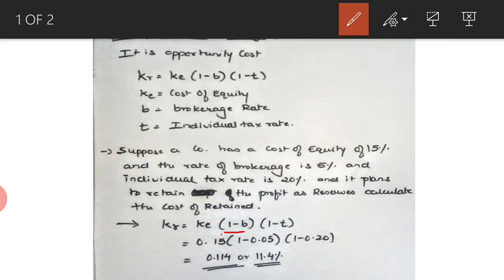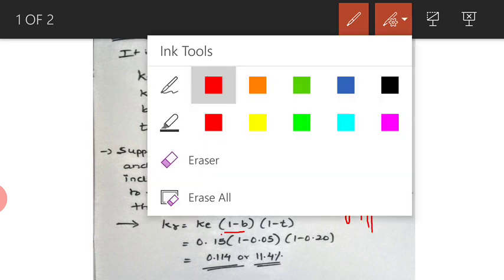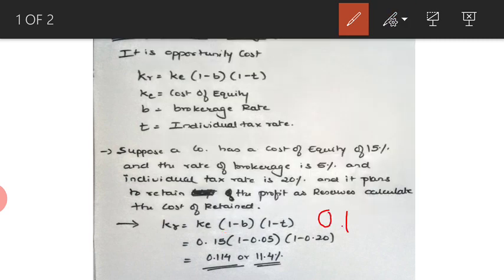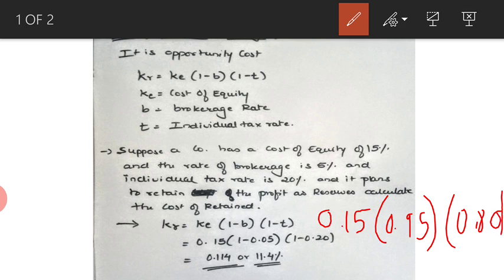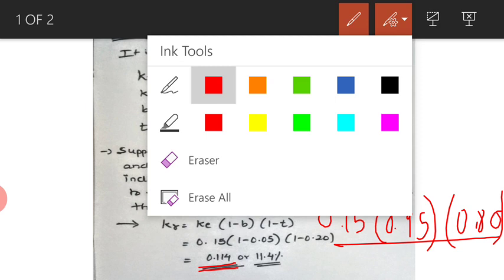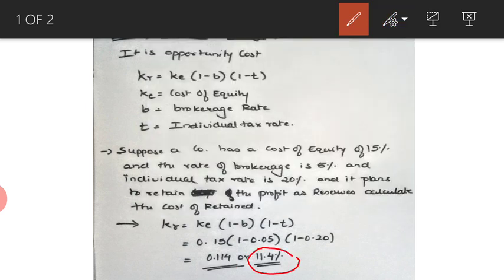First, 1 minus B, that is 1 minus 0.05, is 0.95. So KE is 0.15, okay, 0.15 into 1 minus 0.05, which is 0.95, into 1 minus 0.20, which is 0.80. If you multiply all these things, you get 0.114, or 11.4%. So what is this 11.4%? That is your cost of retained earnings. I hope you're clear with this calculation of specific cost of retained earnings.